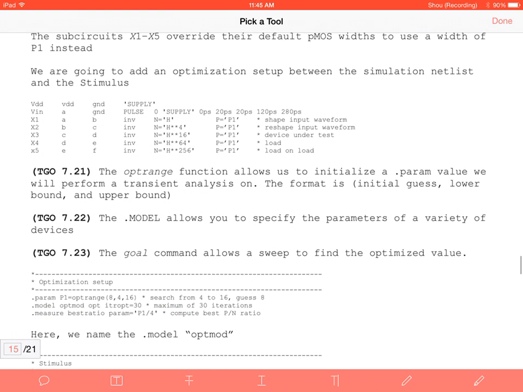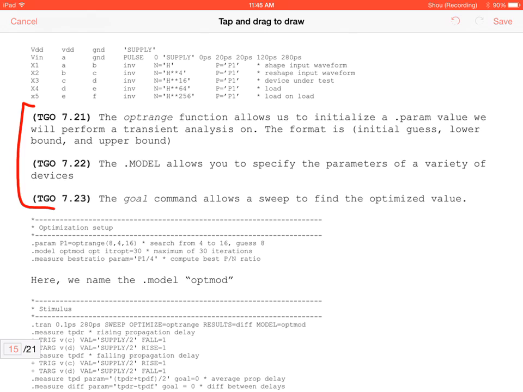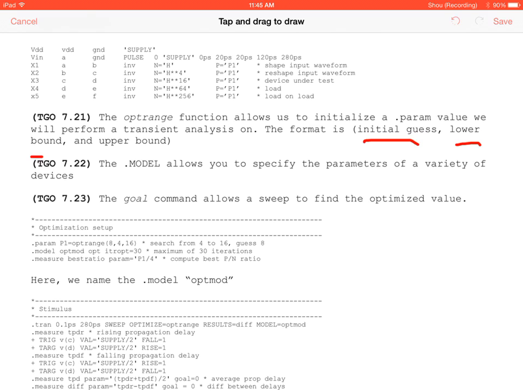And so we're going to be using these three commands. First, we have an opt range function, which allows us to initiate a .param value we will perform a transient analysis on. Pick P1 there. The format is initial guess, lower bound, and upper bound.